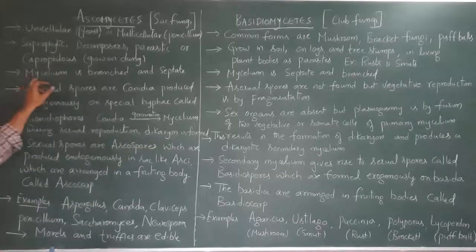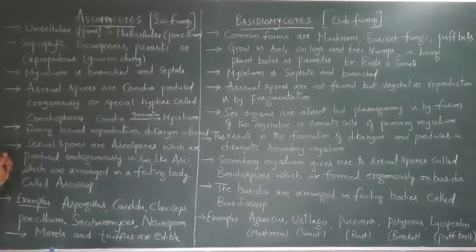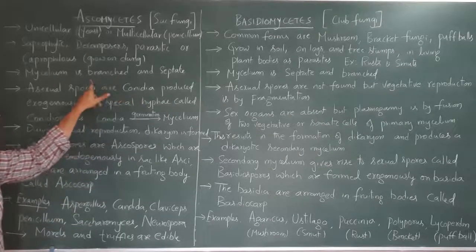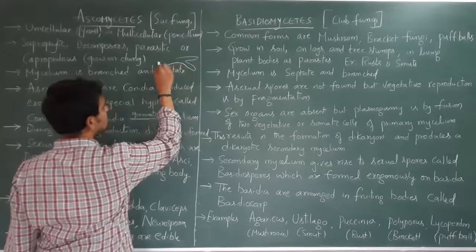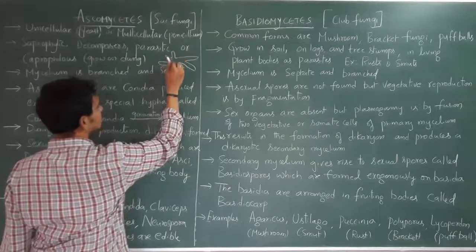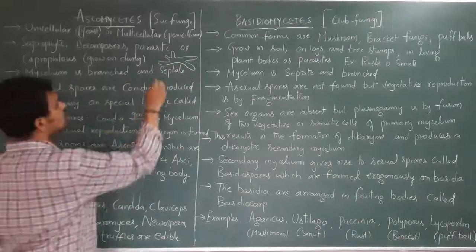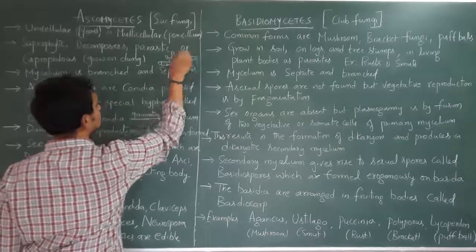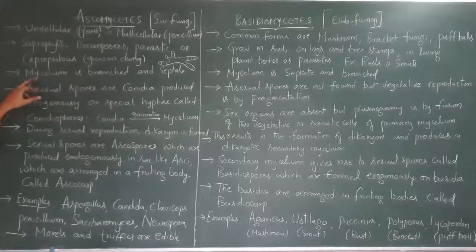Now the mycelium is branched and septate. In case of phycomycetes it is aseptate. Cross walls are absent, but here cross walls are present and it is branched. Here, for example, this is the mycelium. You can find it is branched and septate. Cross walls are present like this. So that is about branched and septate. You know mycelium, we already discussed.